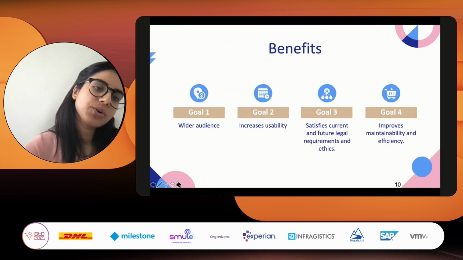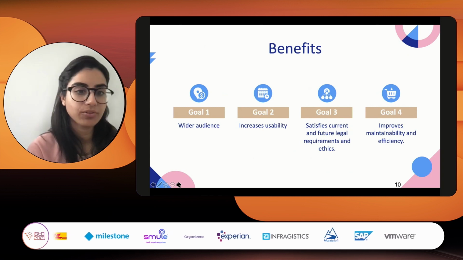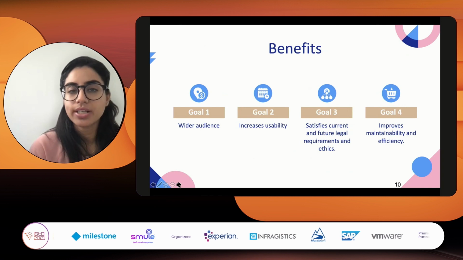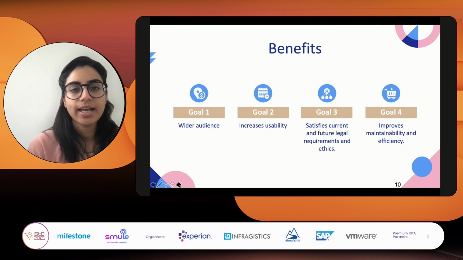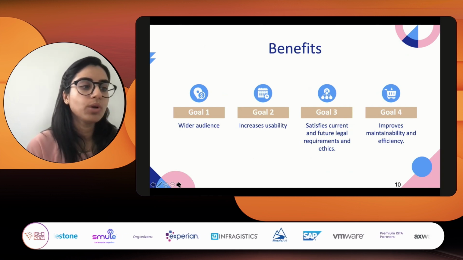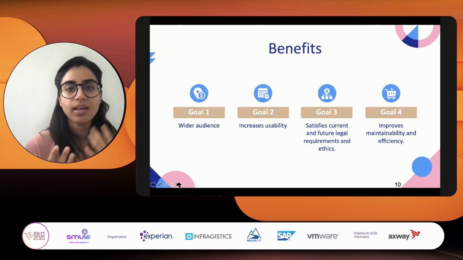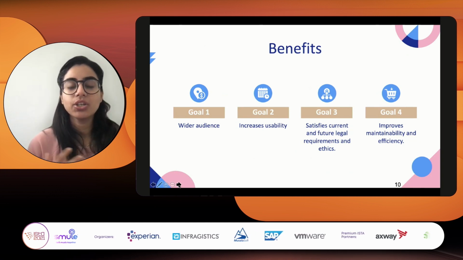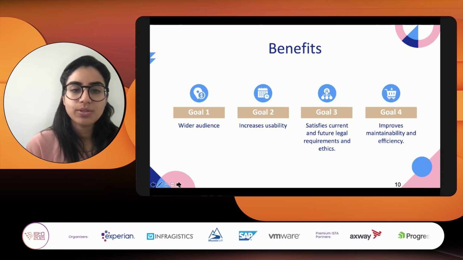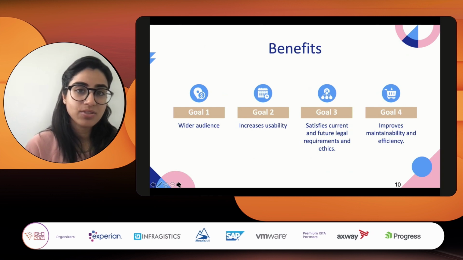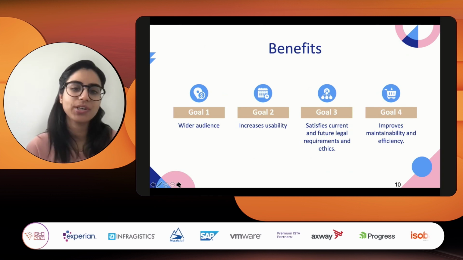Some of the benefits of bringing accessibility into your team: one, you reach a wider audience and you're socially aware. You're trying to make your product available for as many people as possible. And you're actually respecting those who might have some sort of disability regarding their hands, their eyesight, their hearing. You're thinking about them as well. So that's really respectful. Then goal 2 would be increased usability. So more people are actually going to be using your product. So that's a plus point for everyone.